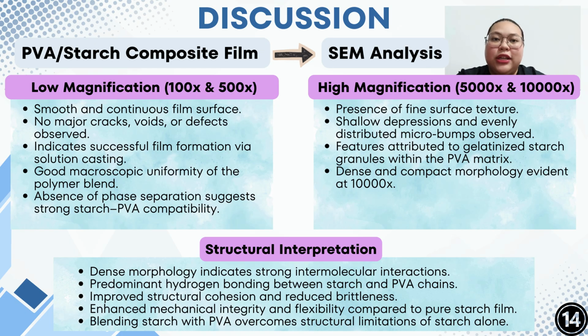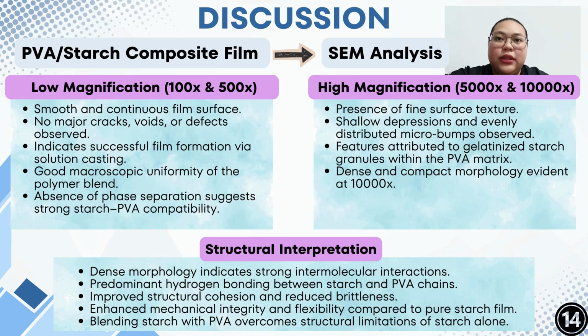At low magnification, the film structure appears smooth and continuous, with no major cracks or voids. This indicates that the solution casting method successfully produced a uniform film. The absence of phase separation also suggests strong compatibility between starch and PVA, meaning the two polymers are well mixed at the macroscopic level. At higher magnifications, we observe a fine surface texture, including shallow depressions and evenly distributed microbumps.